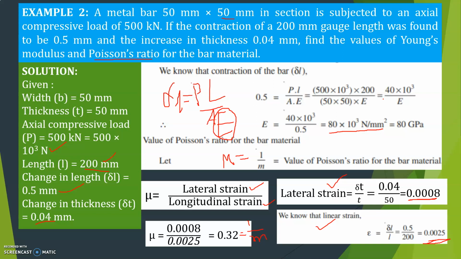Suppose the force is applied along the line of the axis, then delta L is the linear strain. Then delta D or delta B or delta T, meaning change in the width, change in the thickness, or change in the diameter, all comes under lateral strain. Once you know lateral strain and linear strain, you can calculate Poisson's ratio. What is Poisson's ratio? Poisson's ratio is equal to lateral strain divided by linear strain. So in this way you can calculate the elastic constants.